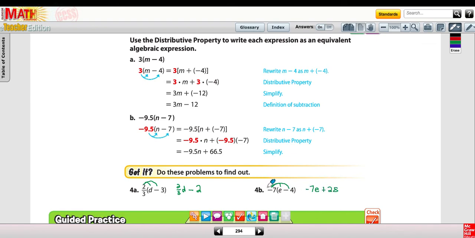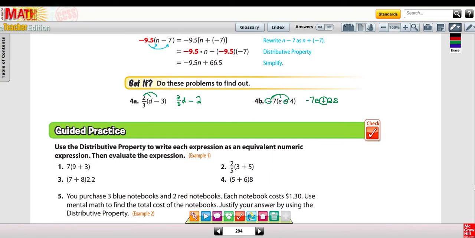This is where you're going to make your mistakes. You're going to forget those negative signs, and then that's going to change your answer and make it wrong. So just make sure to pay attention to negatives as you are using the distributive property.